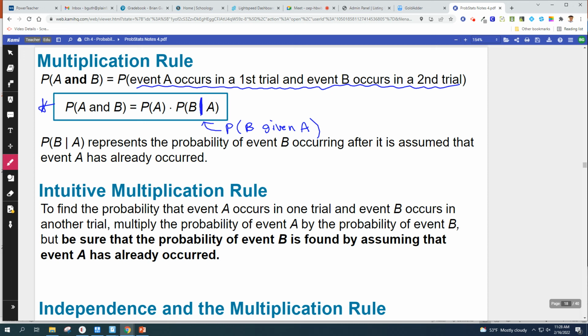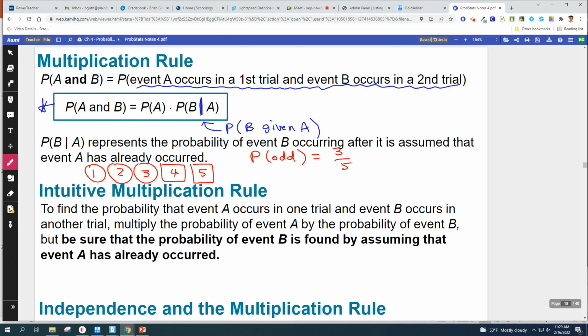Probability of B given A represents the probability of event B occurring after it is assumed that event A has already occurred. Now, I know that's kind of hard to imagine, so let me give you an example, try to paint a picture here. All right, so I've got these five numbers here, and I'm going to randomly select one of the numbers. Can you tell me what's the probability that I select an odd number? Three-fifths, right? Three odd numbers out of five numbers, three-fifths. That's perfect. That is the probability.